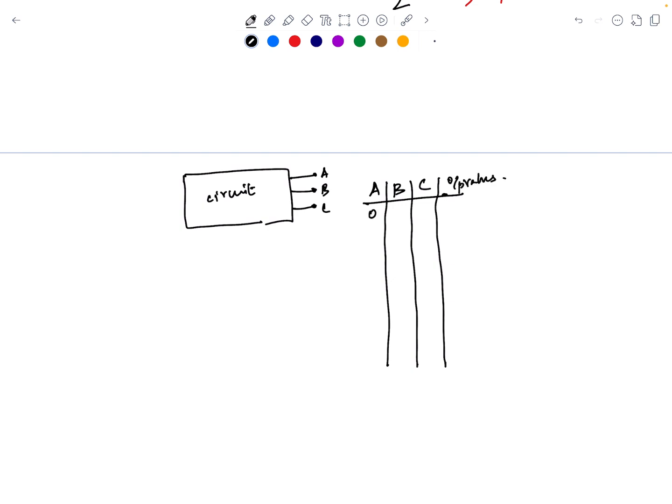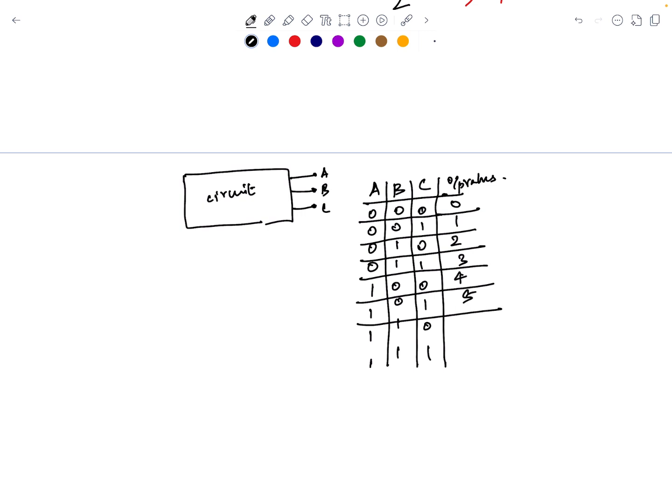So in this case, we'll have 0, 0, 0, 1, 1, 1, 1, 0, 0, 1, 1, 0, 0, 1, 1, 0, 1, 0, 1, 0, 1, 0, 1, right? So the value here, this is 0, this is 1, this is 2, this is 3, this is 4, and this one is 5, 6, and 7. So with 3 wires, we are able to represent 8 values, right? 8 values. So the range is 0 to 7, right?